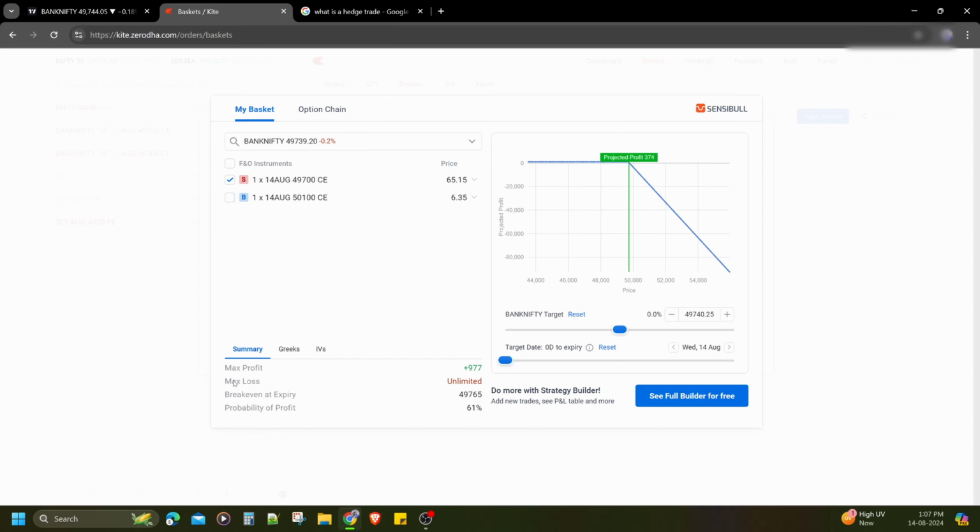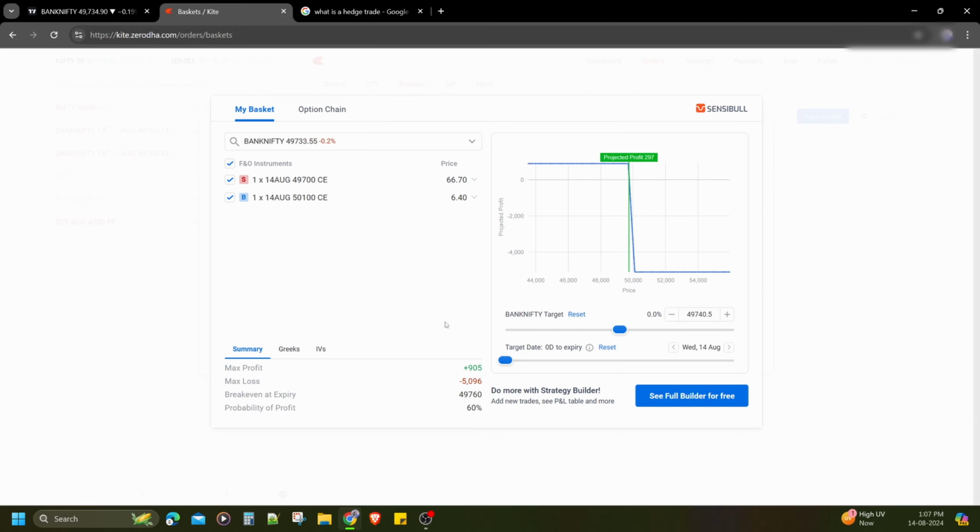See, from 5,100 it has gone to unlimited loss. Okay, it has gone to unlimited. In order to save ourselves from the unlimited loss, we wanted to take a limited loss if it goes against us. So at that time we will use the hedge trade. Okay, and I have used the hedge trade.